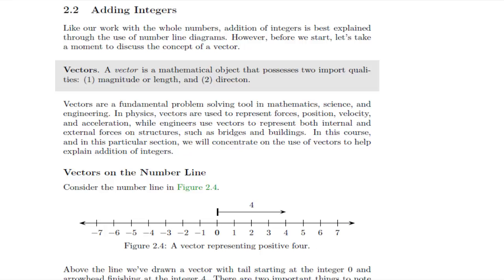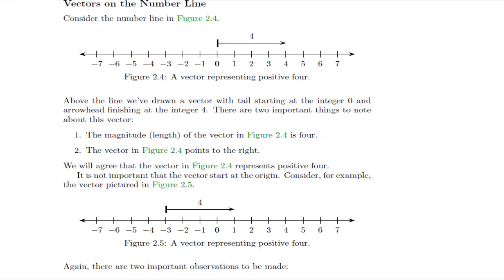In physics, vectors are used to represent forces, position, velocity, and acceleration, while engineers use vectors to represent both internal and external forces on structures such as bridges and buildings. In this course and in this particular section, we will concentrate on the use of vectors to help explain addition of integers. Vectors on the number line.